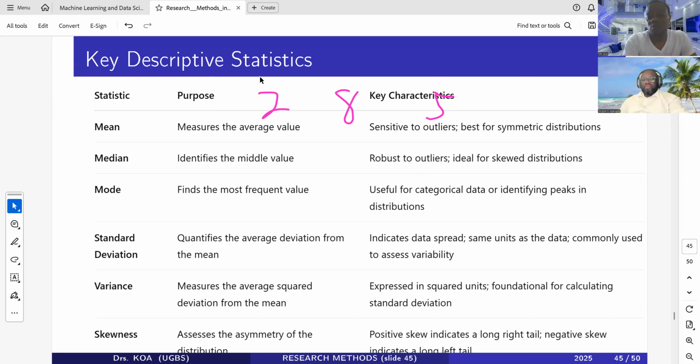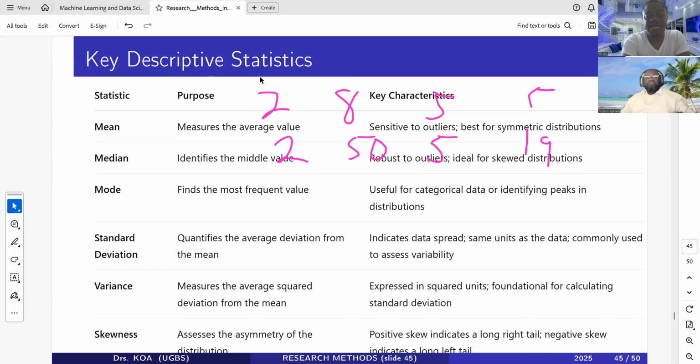Now, take this one too: 2, 50, and 5. So you have 57 divided by 3. That is the mean. 57 divided by 3 is 19. So here the mean is 5. Here the mean is 19.